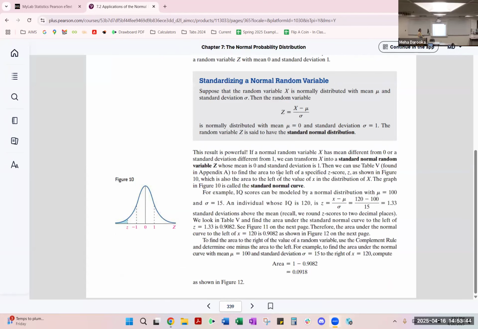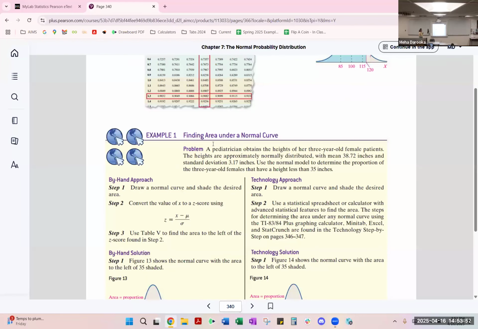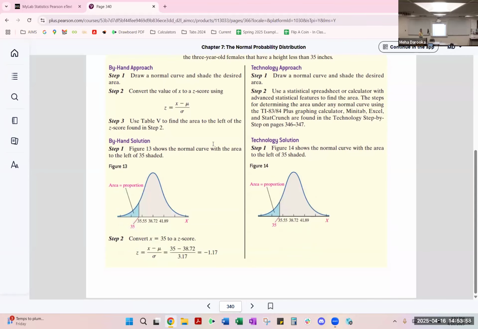So remember how we talked about we can use tables, or we can obviously use technology to find the area under the curve. And then we also talked about how the area under the curve can represent proportion, or it can represent a probability, which would be a percentage value. So last time we talked about how to find the area to the left of your desired random variable x, or whatever your value of x would be. We talked about how to find the area to the left.